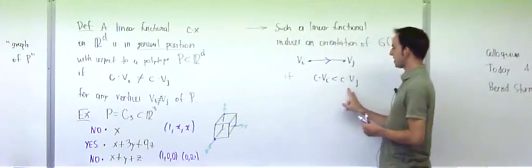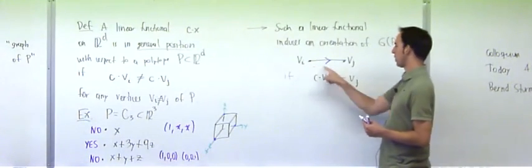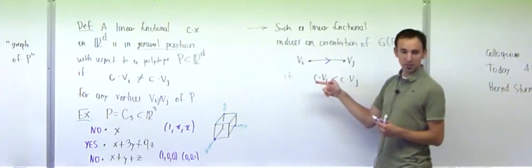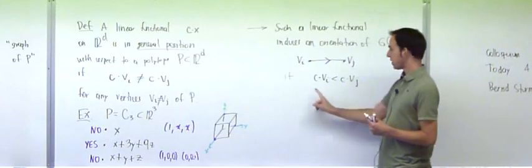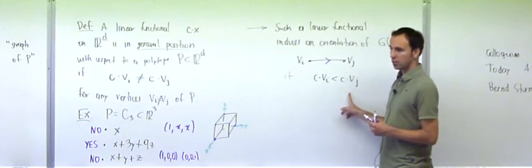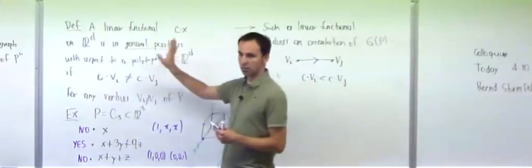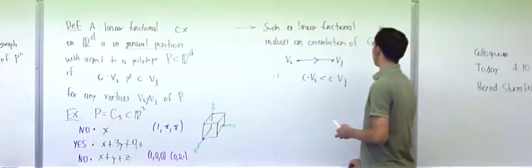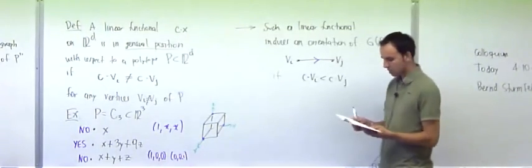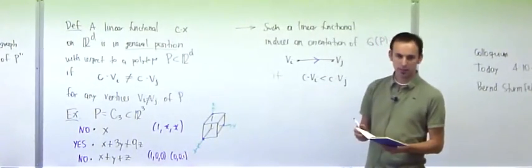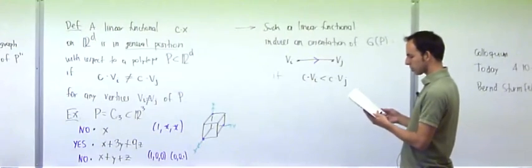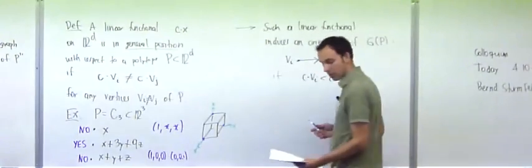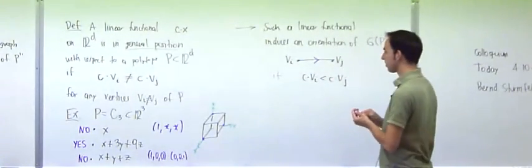So if c dot vi is less than c dot vj for an edge, then I point it in this direction. If c dot vi is bigger than c dot vj, then I point in the other direction. And if c dot vi equals c dot vj, then that means that I'm not in general position, so I don't consider that kind of c. Okay? So I get an orientation of g of p, which we call the orientation induced by c. And what I want to do now is prove a couple of things about this orientation.